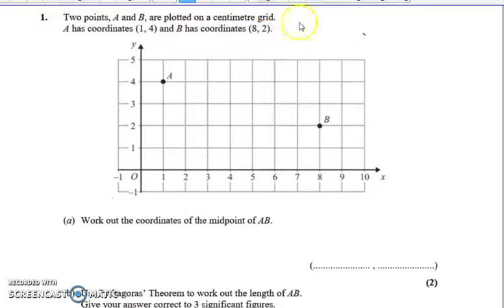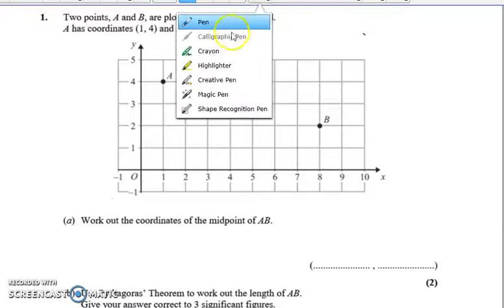Now, when you've been given a grid to work with, you have options really. You can decide to use the grid to help you, or you can decide to use calculation. So we'll start off with a fairly simple method of using the grid.